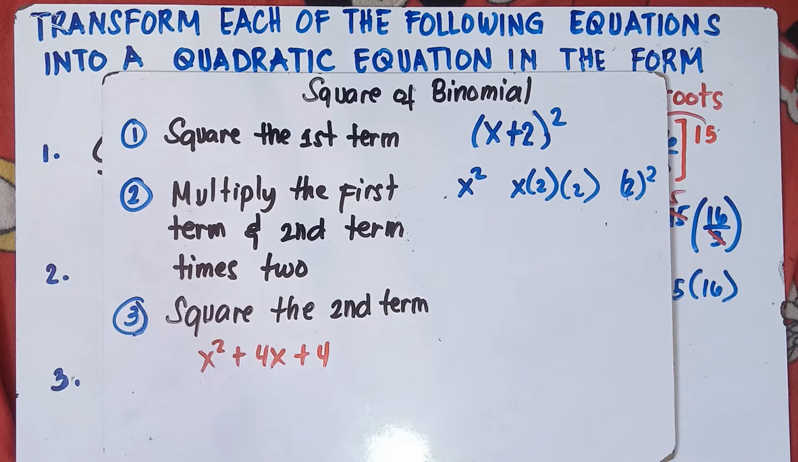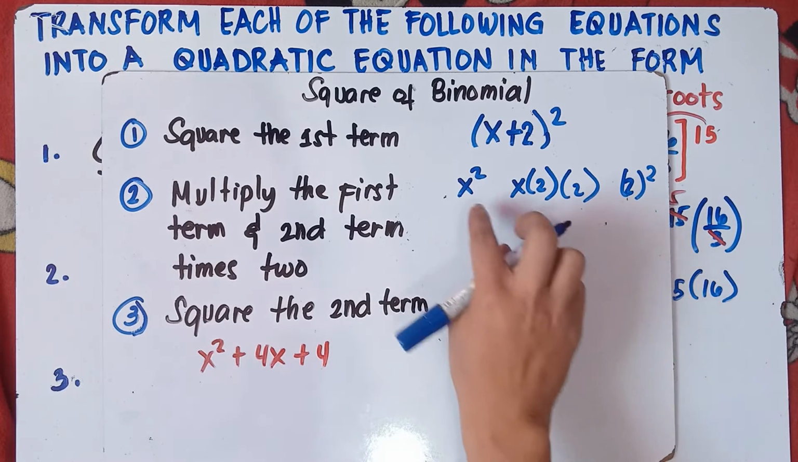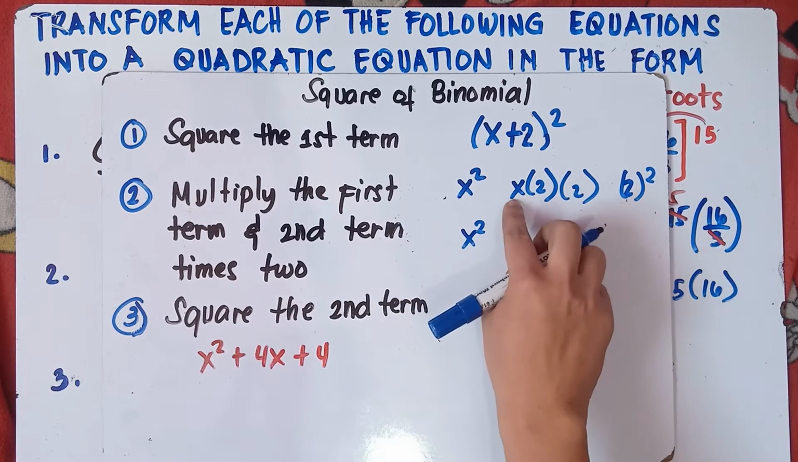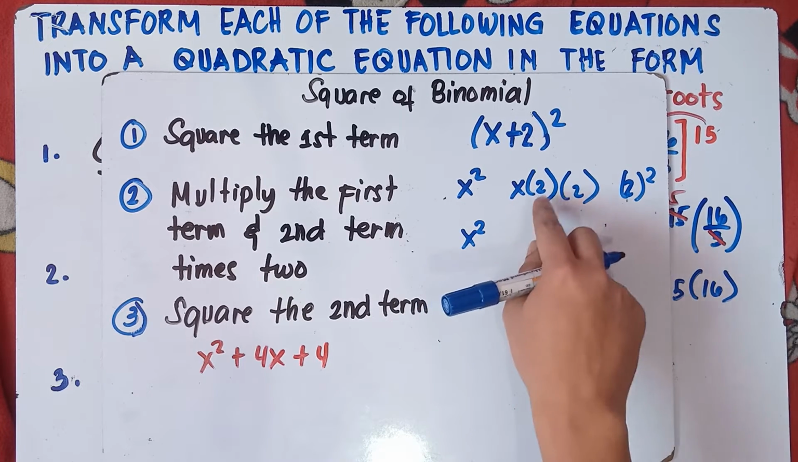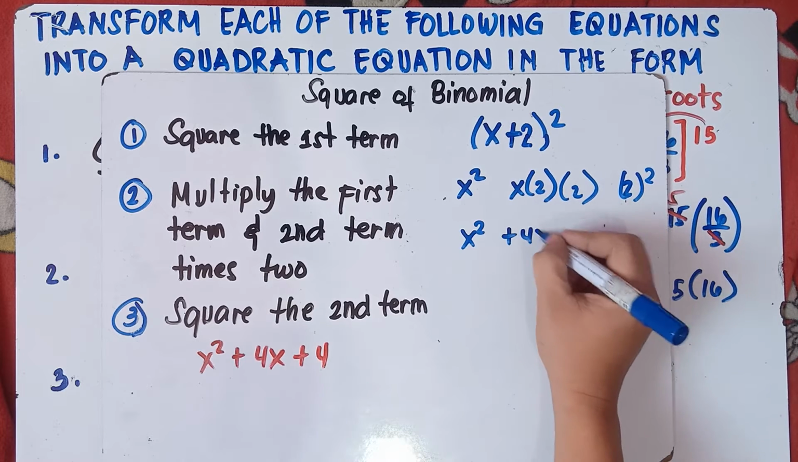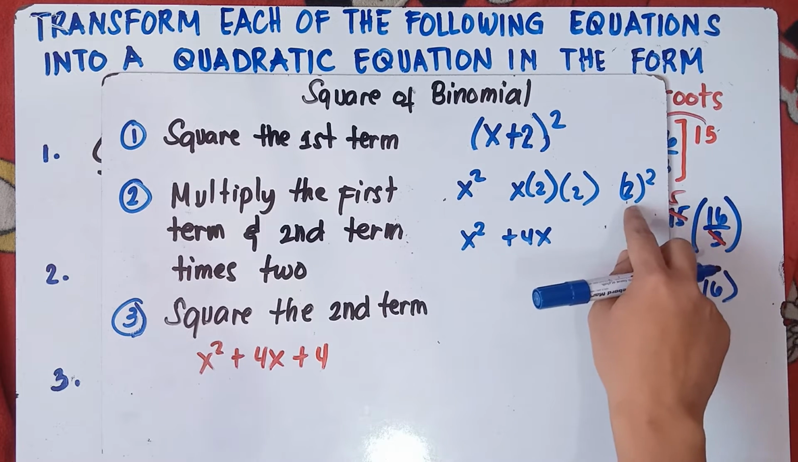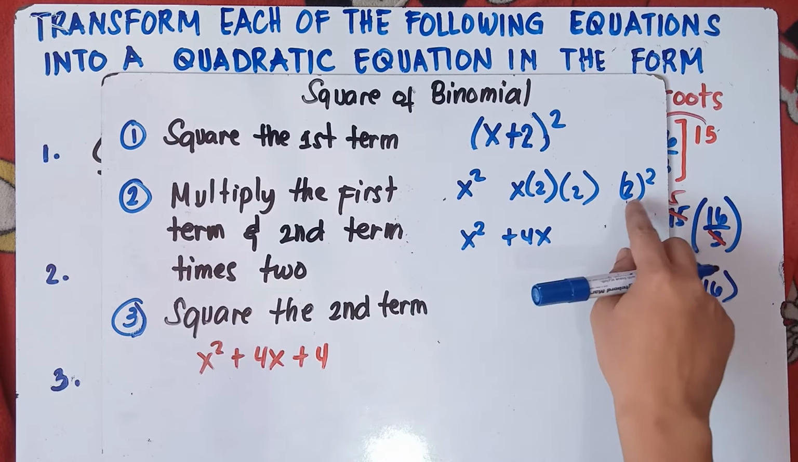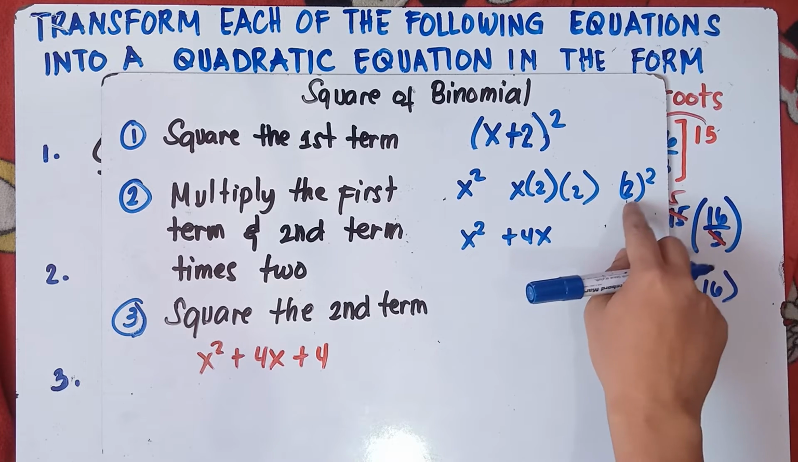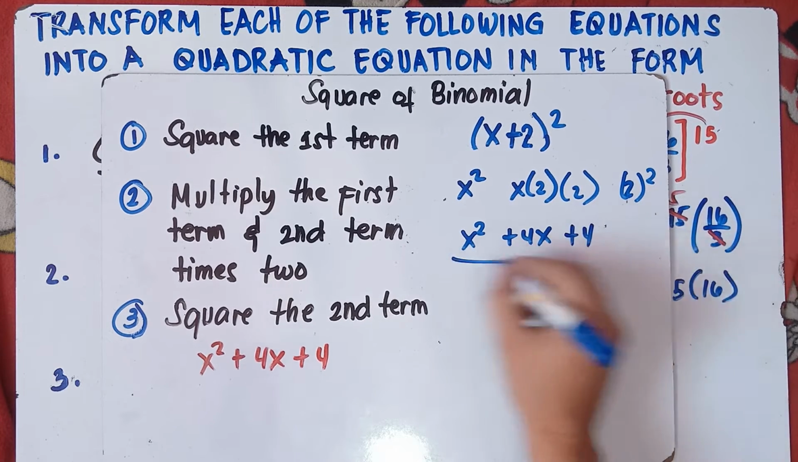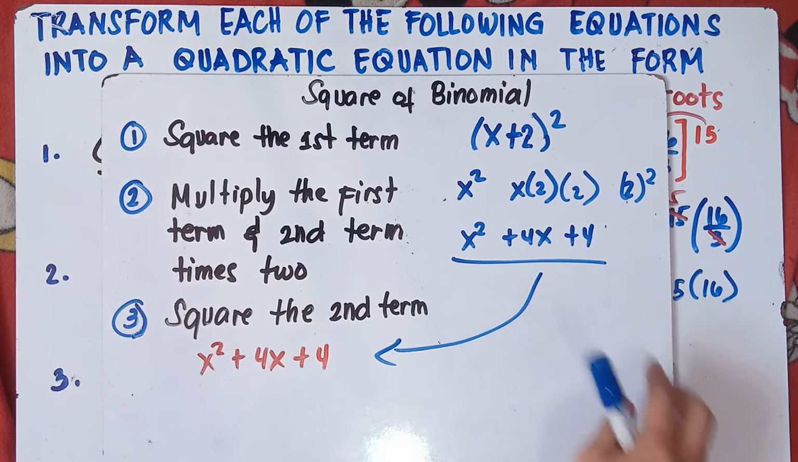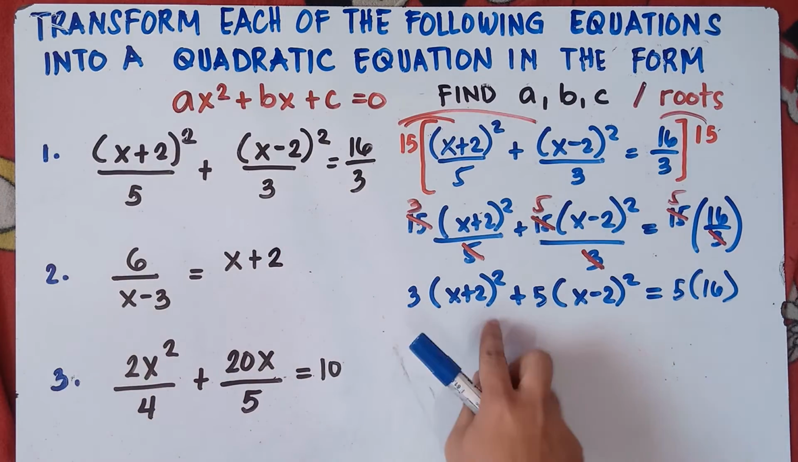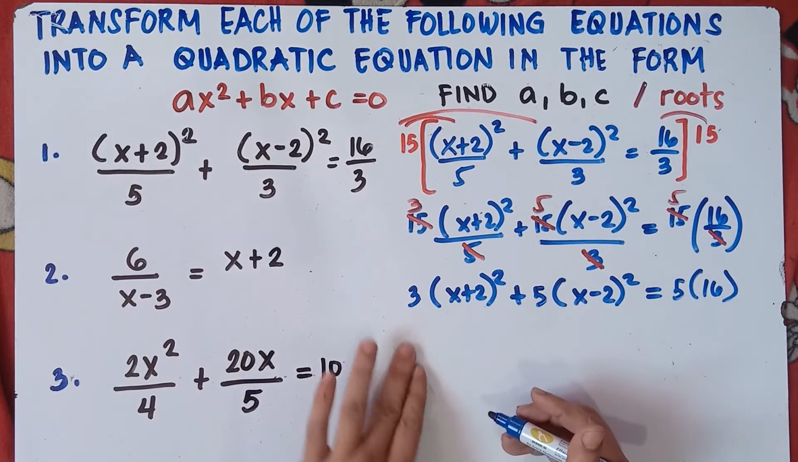Alright, and then that's it, class. You answer this one, you simplify. Copy x squared, then you multiply this one, positive x times positive 2, that's positive 2x, times 2, that's positive 4x. And then you square the last term, 2 times 2, that's positive 4. And then you will get the same answer, class, using the FOIL and the square of binomial. So it's easy, class, if you do the square of binomial. So let's do the square of binomial in simplifying this one. So this will be 3.